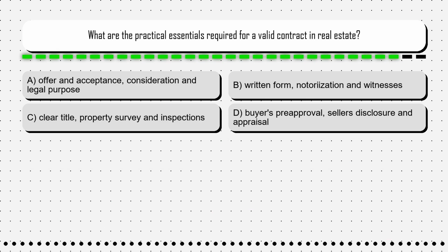Question 49. What are the practical essentials required for a valid contract in real estate? Option A, offer and acceptance, consideration and legal purpose. Option B, a written form, notarization and witnesses. Option C, clear title, property survey and inspections. Option D, buyer's pre-approval, seller's disclosure and appraisal.